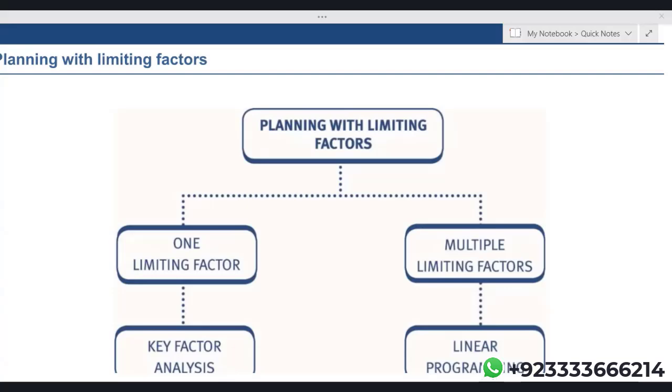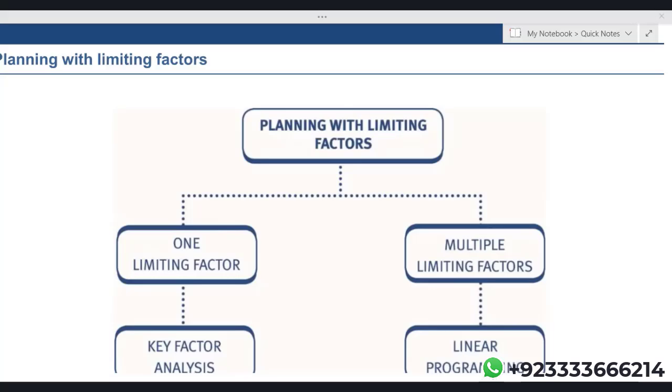Due to limiting factors, you will not be able to fulfill the entire demand. So basically, a limiting factor restricts your level of activity. Now, there are two possibilities when it comes to scarce resources, limited resources, limiting factor. What are the two possibilities? One possibility is there is only one limiting factor, which we are going to discuss first. That there is only one limiting factor, which could be machine hours, labor hours, material availability, kgs.